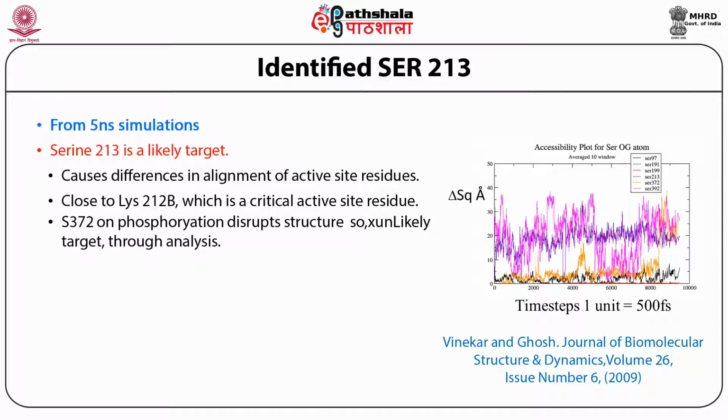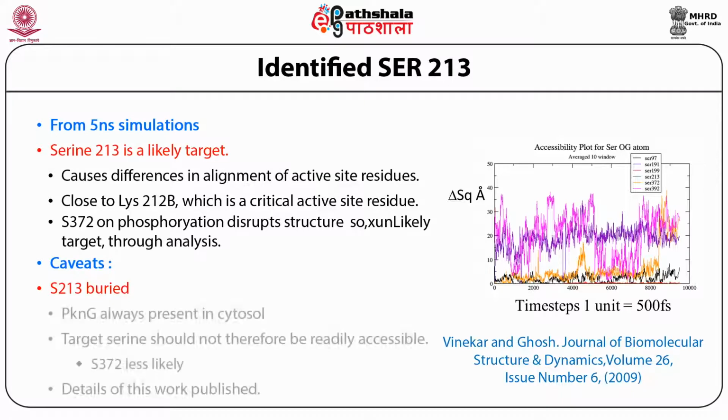But we found this 213, which is very near one of the critical residues, called lysine 212, and that is important. However, even though we identified this, there is a caveat: how the PKNG will actually come inside, because it is less likely to be open. Answering that question took us another 2-3 years of studying the subject.